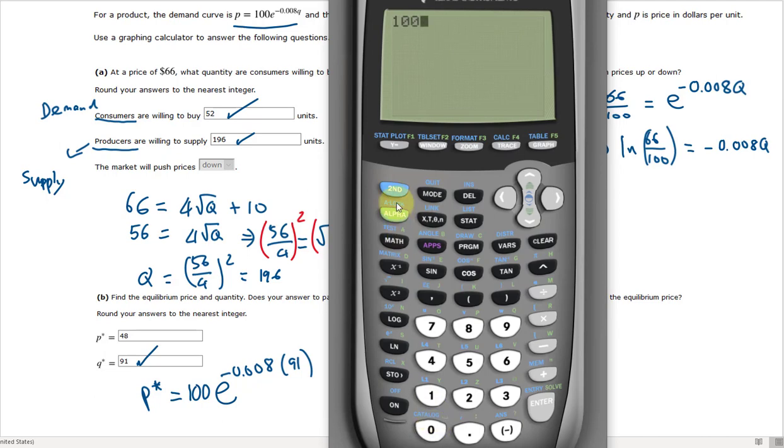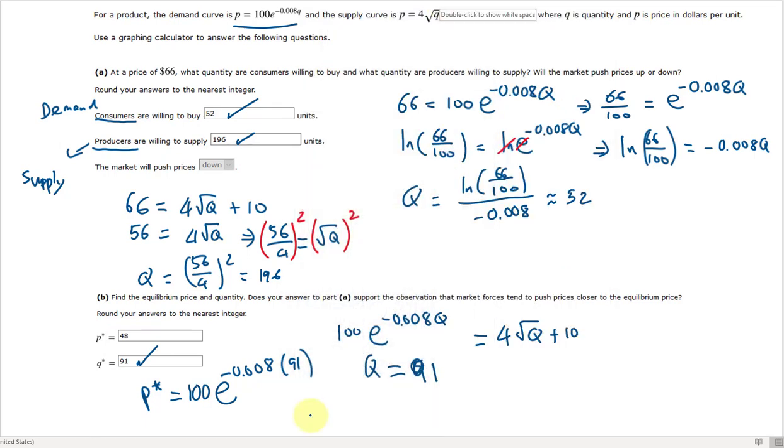100 e to the minus 0.008 and then 91. That gives me 48, which is right here. So 48 is the answer for P star.